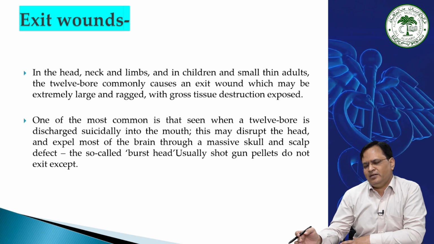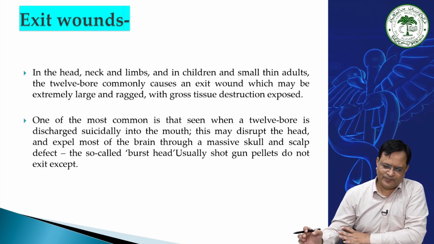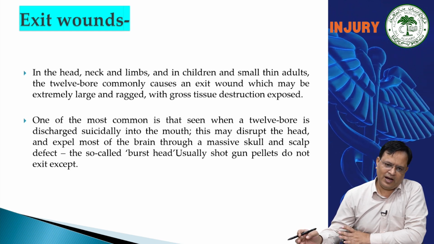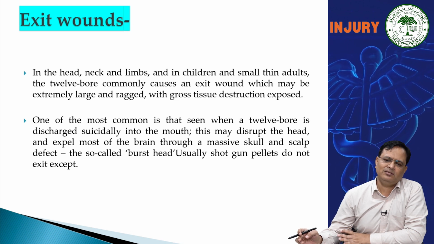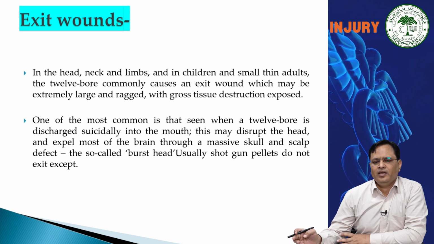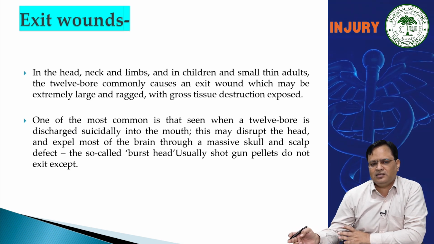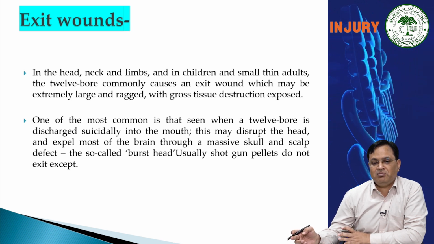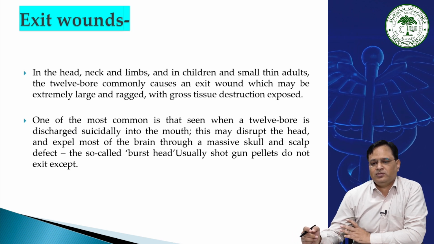Regarding exit wounds, generally if the shot is within a small range, or in a child, or in the head, neck or limbs, then there is a chance of exit wounds. But most of the time, exit wounds of shotguns are not present. If it is in the head, neck or limb, and in children or small thin adults, the 12 bore commonly causes an exit wound which may be extremely large and rugged with gross tissue destruction.